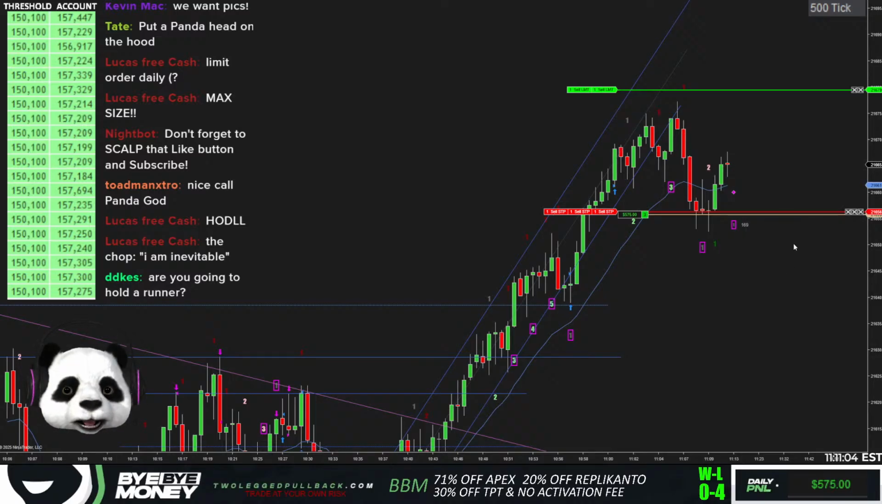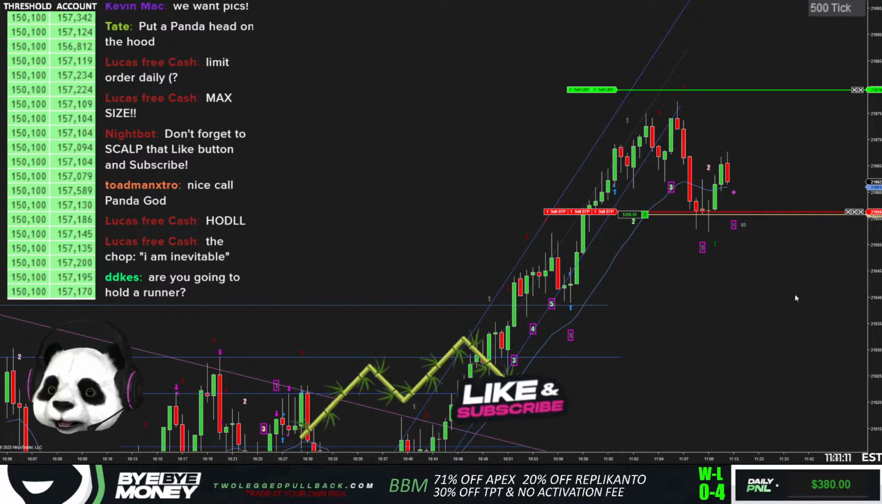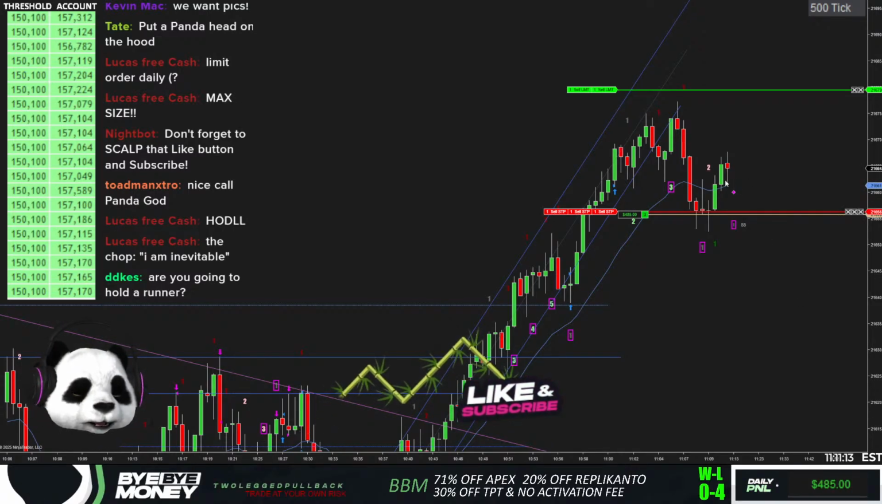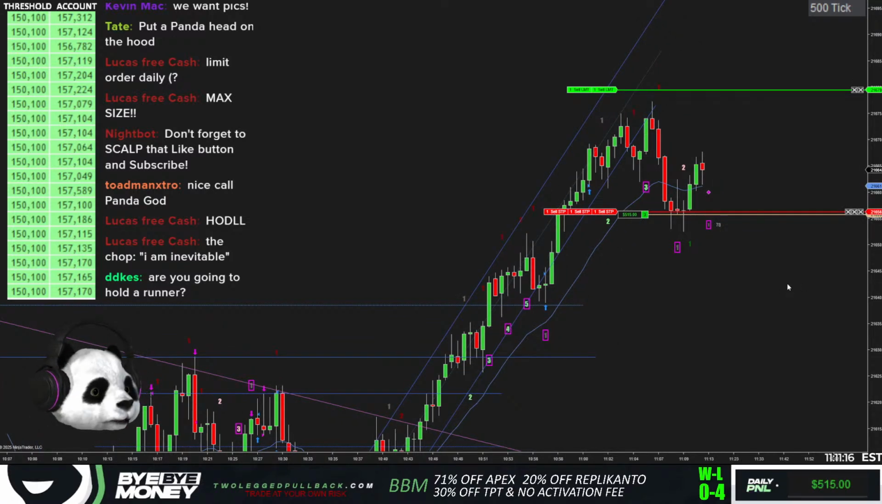Let's see if we can get to the obvious key area. I don't know if we're gonna get it though, pandas. This looks pretty terrible. Looks pretty horrendous now. I don't know, pandas. We're getting above the 20 MA at least. Can we get it, pandas?